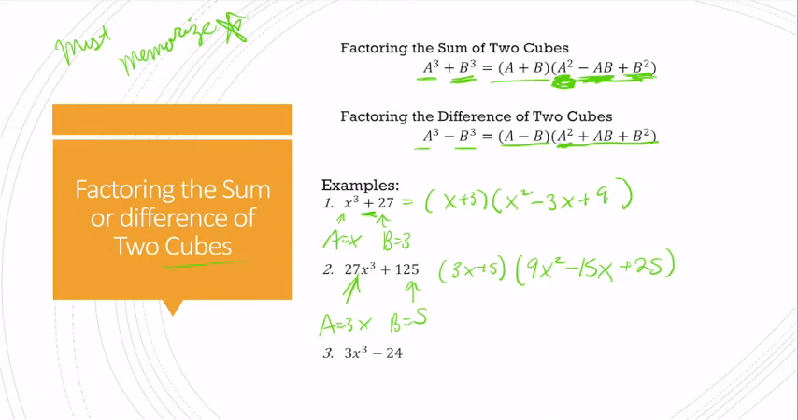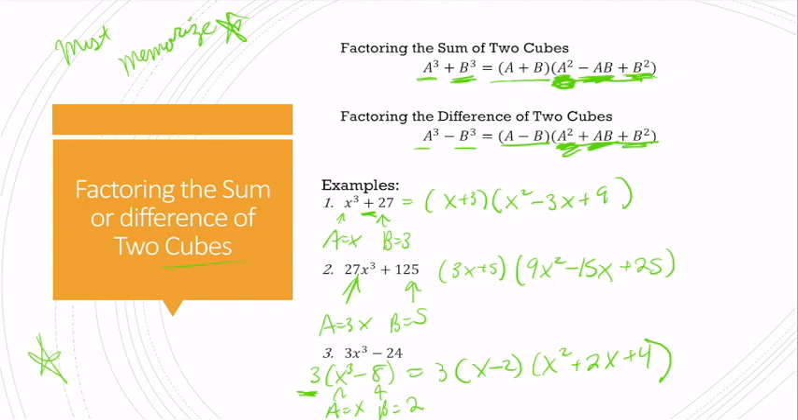For number 3, we need to pull out the greatest common factor, which is a 3, so I've got x cubed minus 8. This means my a is x and my b is 2. So this is going to factor into 3, because we can't forget our greatest common factor that we pulled out, times x minus 2, x squared, plus ab, plus b squared. And it's just going to be using this rule a bunch of times in order to get it memorized.